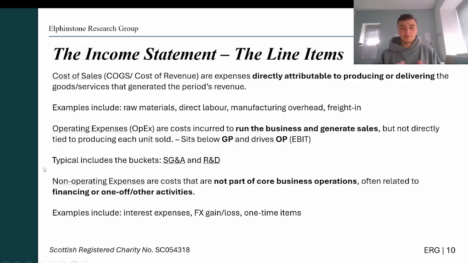Operating expenses that can be taken off typically include SG&A and R&D, that's sales, general and administrative costs, and research and development. Non-operating expenses are costs that are not part of the core business operations, often related to financing or one-off other activities. So, like I said, interest gained or interest expensed, or other financial items like forex, foreign exchange gain or loss.